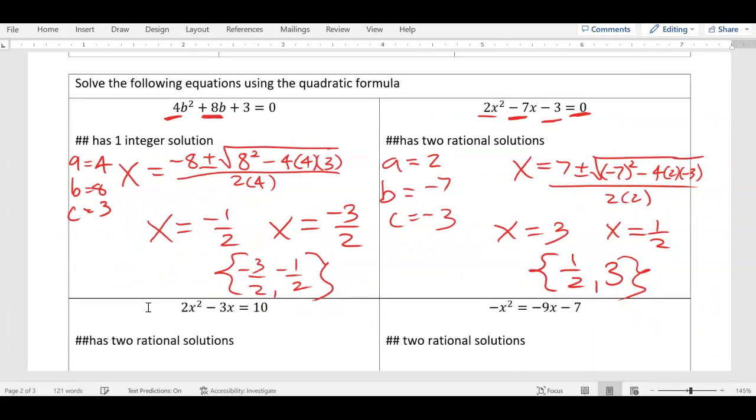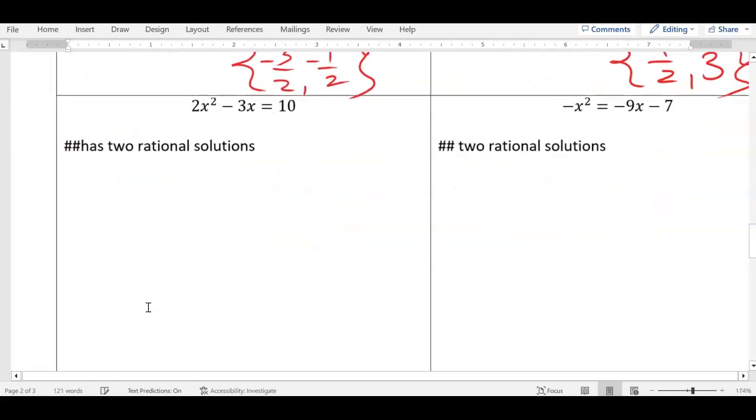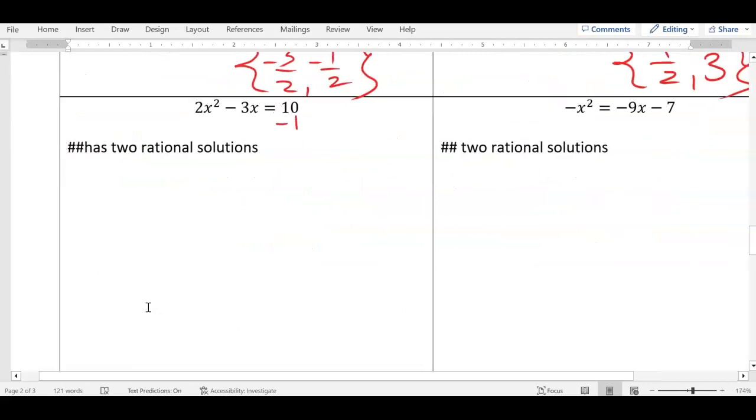Now the ones below this, notice these next two do not equal 0. So don't start doing ABC just yet. You need to set these equal to 0. So if I need this to be equal 0, I need to get rid of this 10. How do I get rid of a positive 10? Subtract it. So -10 on both sides. Here we go. -10, -10.